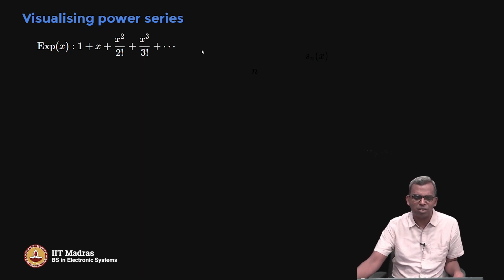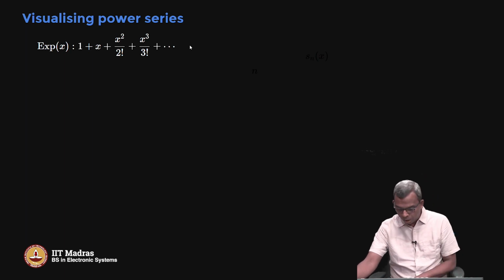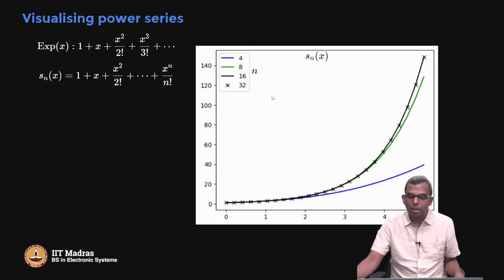It has several wonderful, interesting properties. So this is the power series I'm interested in. How do I visualize it? This is a very important and easy way to visualize a power series. You take the partial sum function S_n of x, which is a polynomial: 1 plus x plus x squared by 2 factorial, and so on till x^n by n factorial. For different values of n, I can plot this polynomial as a function of x. This is what I've done here. x goes from 0 to 5, and I'm plotting S_n of x for different values of n.